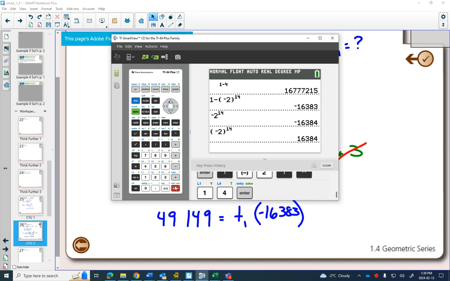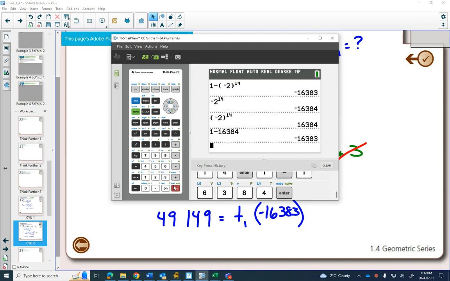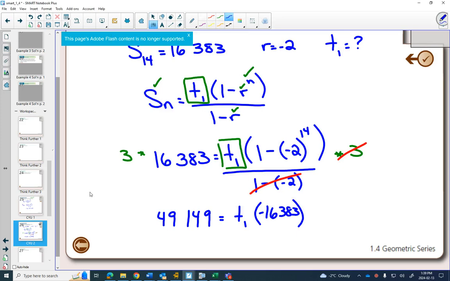So it is nice if you can type it in all at once, you'll make fewer mistakes. But if you were doing this a little bit by a little bit, and you did the -2 to the 14 first, then you'd have to do 1 minus 16,384. You would get -16,383. Divide both sides by that, and you get term 1 is -3.